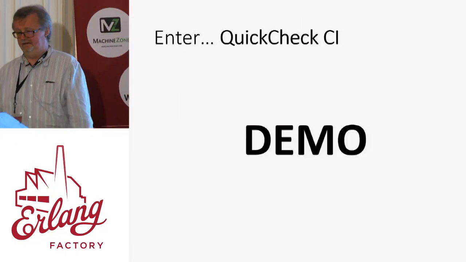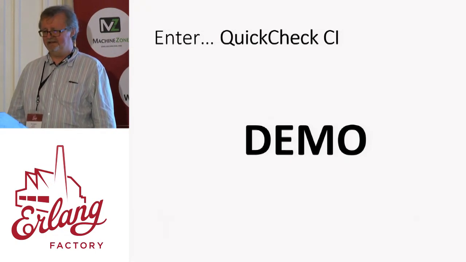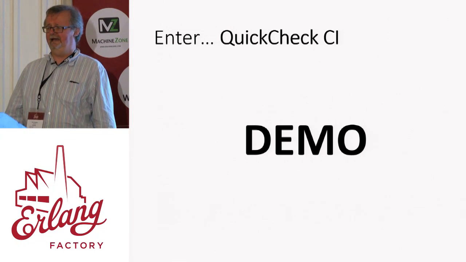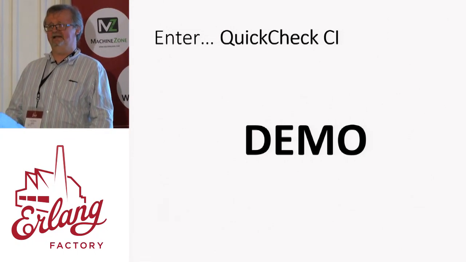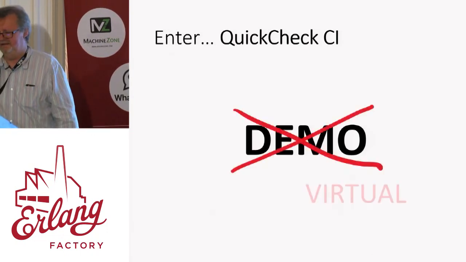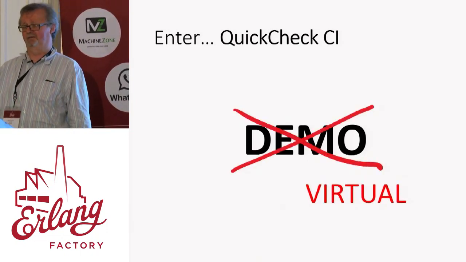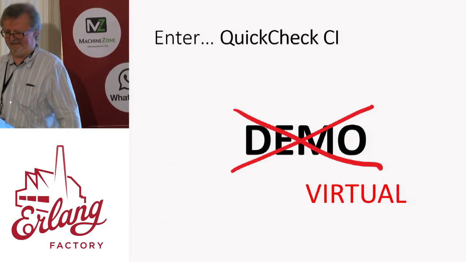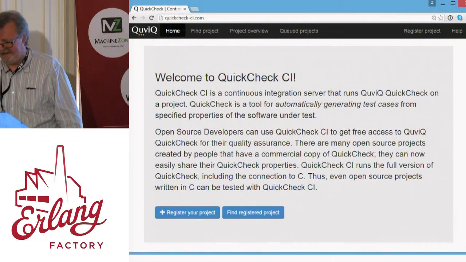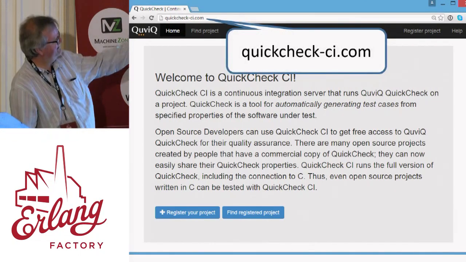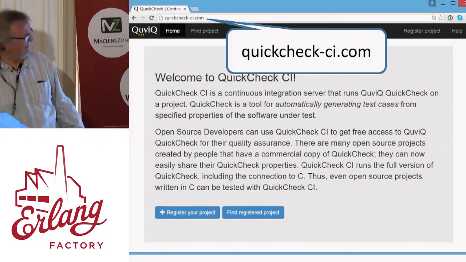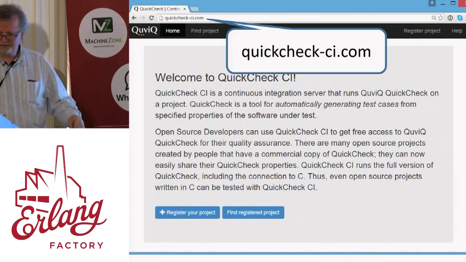Now, I wanted to show you a demo of QuickCheck-CI at this point. But you know what? It's a website. And after playing with the network a little bit, I thought, no, this is just unwise. So no demo, but a virtual demo. So bear with me here. Here we are. This is what QuickCheck-CI looks like. You just enter quickcheckci.com into your browser, and you come to this page. And there's a welcome message, which I'm sure nobody reads.